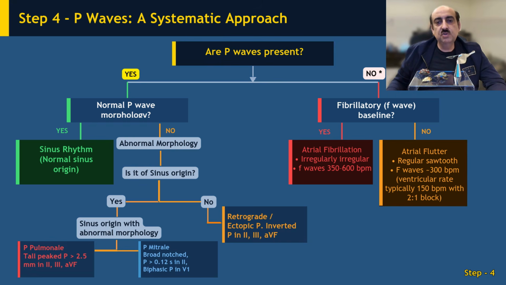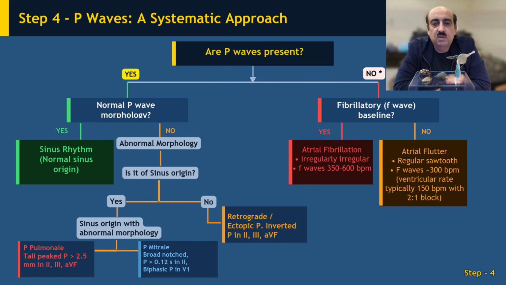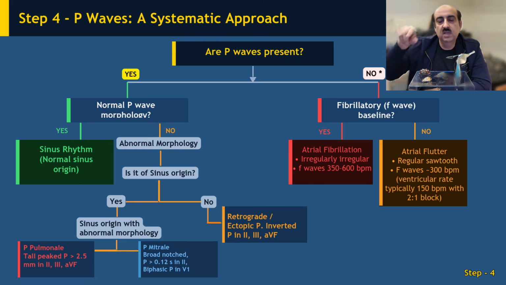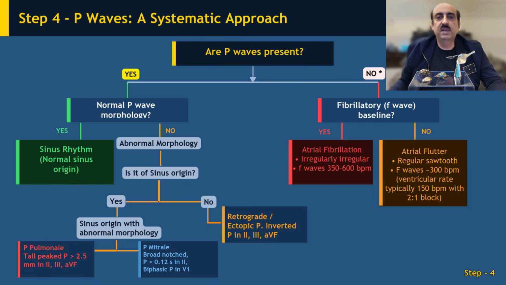And if the answer to the presence of P wave is no, and the fibrillatory waves are also absent, then it could be atrial flutter, which has a sawtooth appearance. By the way, we'll come to all the ECGs in the next slides, but this is just a flow chart. The regular sawtooth appearance of the baseline means the F waves could be at a rate of 300 per minute, but it depends upon the degree of the block. If it's a 2 to 1 block, then you will have a ventricular rate of nearly 150 beats per minute.